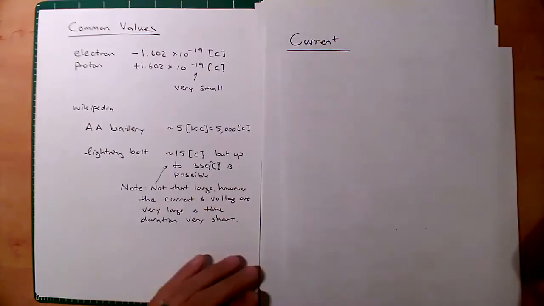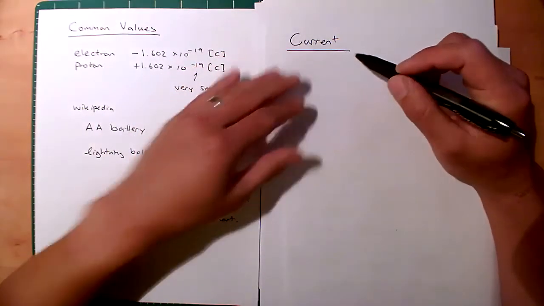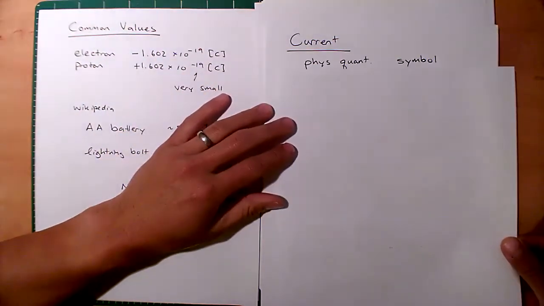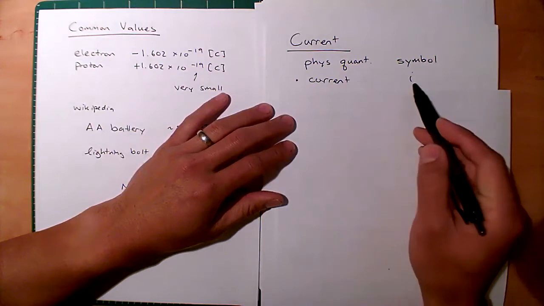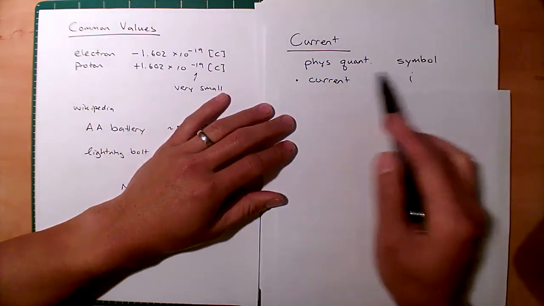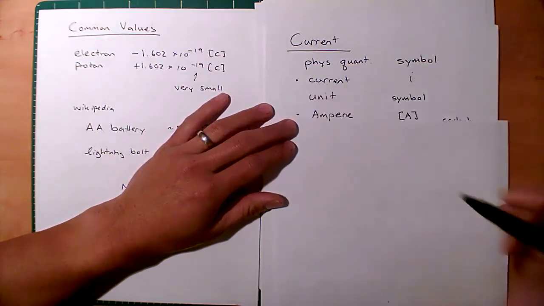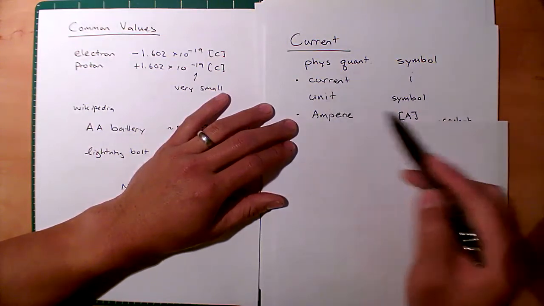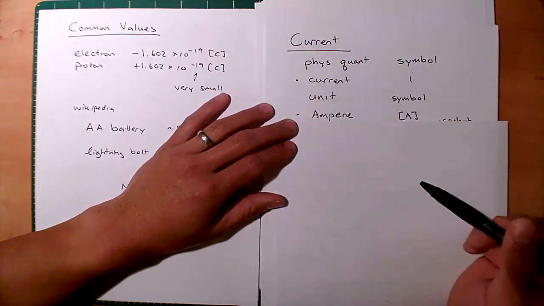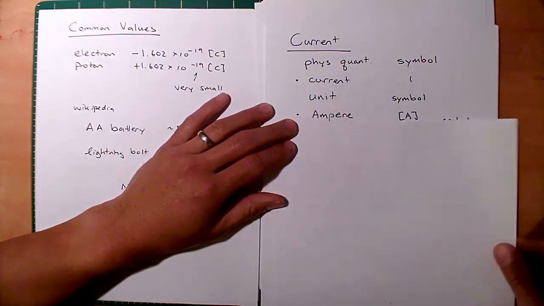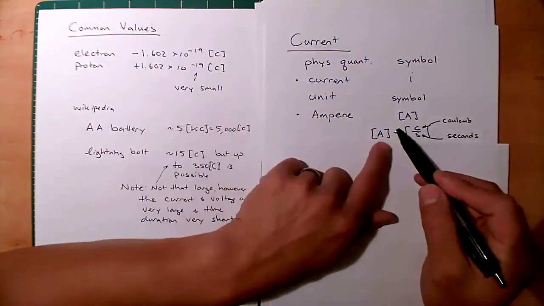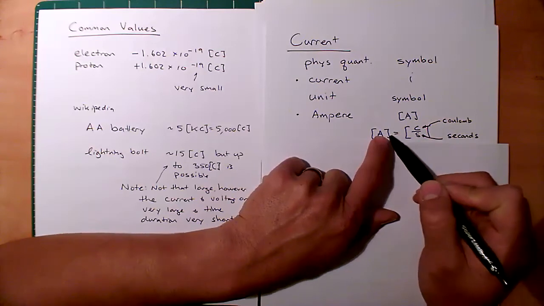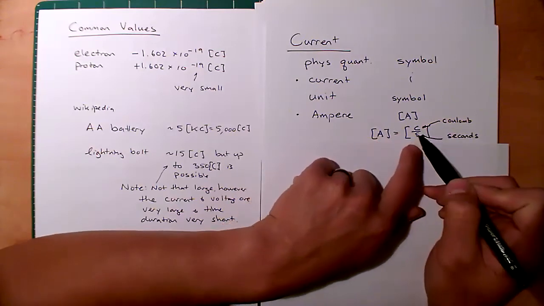Another physical quantity closely related to charge is current. So let's look at current. For current, we use the symbol I, and the unit is amps, with the symbol capital A. Again, like inductance, you've got all these different starting letters. So current I, ampere A. Now, the relationship between an ampere and a coulomb is that an ampere is a coulomb per second.